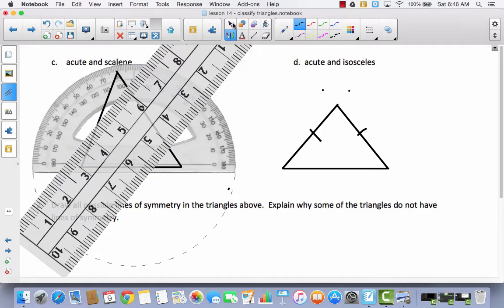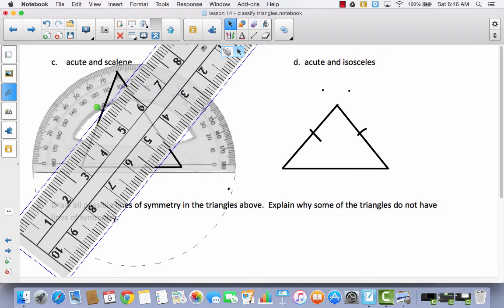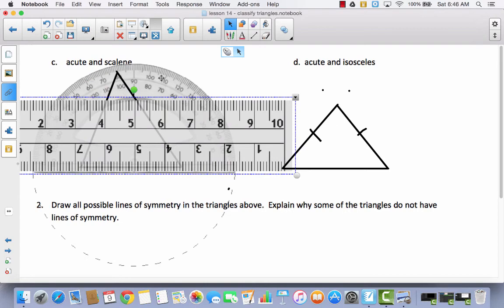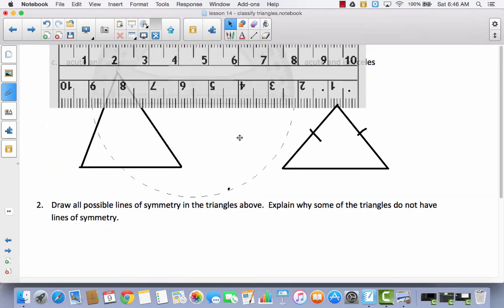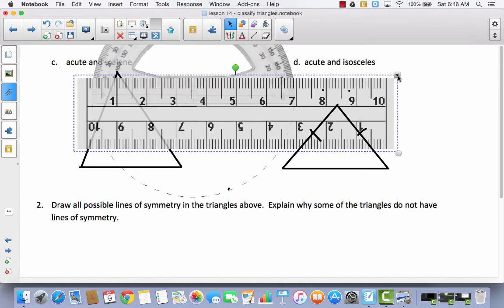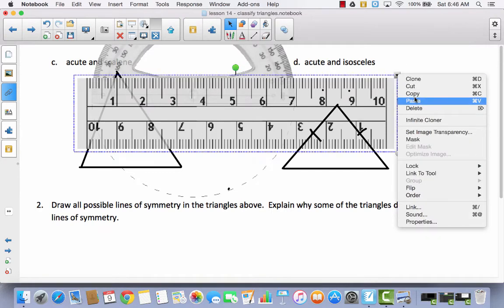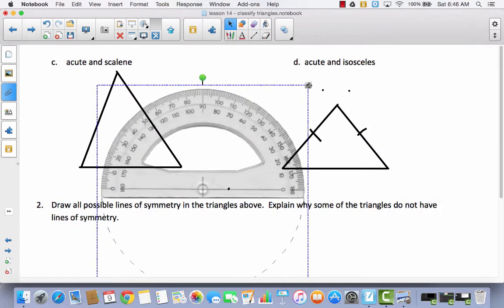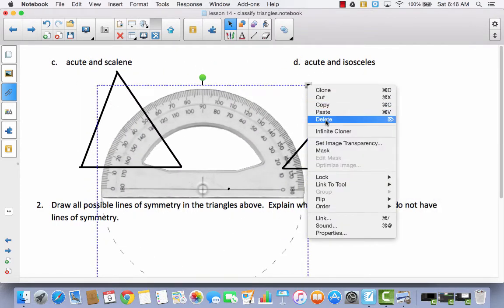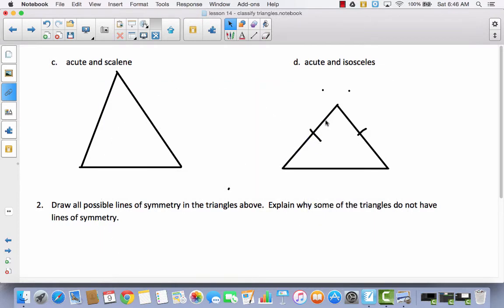Okay, so now we have drawn 4 triangles based on given criteria. We were given 2 sets of characteristics. We were given side length, and we were also given angle length. Now for number 2, we have to draw on our triangles above. So I'm going to have to get rid of my protractor. It's in the way here. For number 2, it says, draw all possible lines of symmetry in the triangles above. Explain why some triangles do not have lines of symmetry.